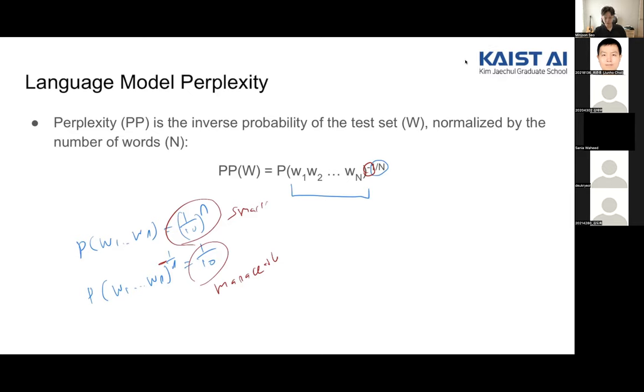Oh, yeah, it did freeze. Okay. This is very annoying. One second.